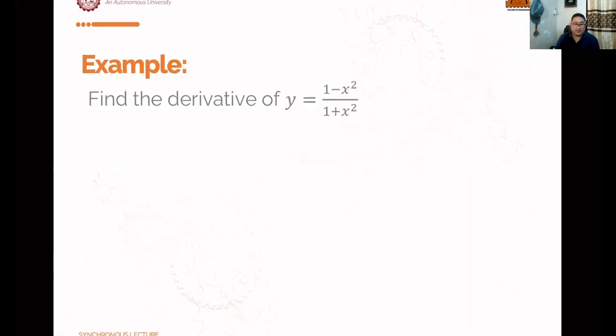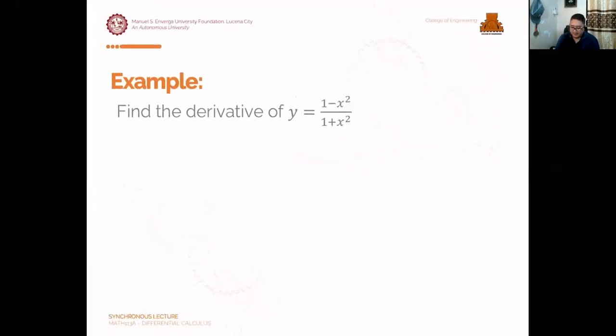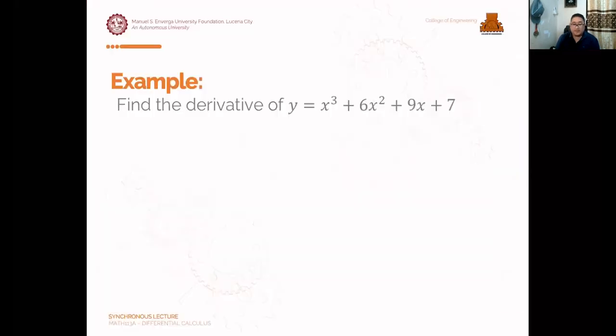So, moving on tayo sa next. Ayan. So, find the derivative of this given function. Okay? So, sige nga. Please try this one. I'll give you 5 minutes to answer. Ano yung magiging derivative nito? Kahit pa-encode na lang sa chat box ng sagot.